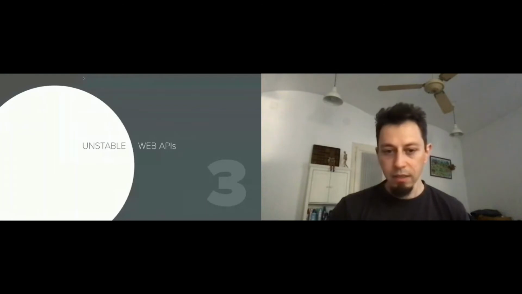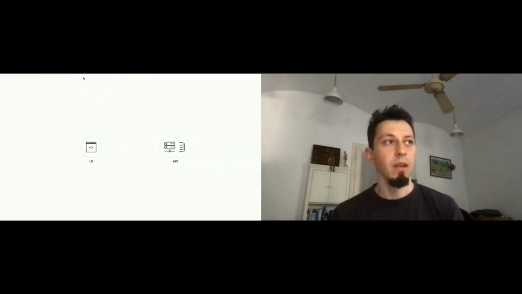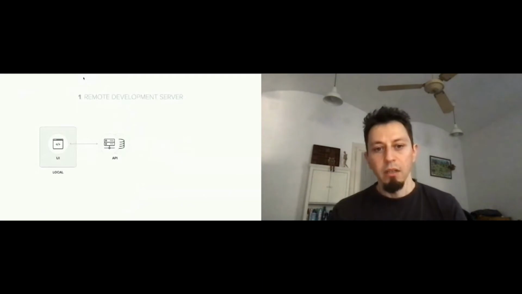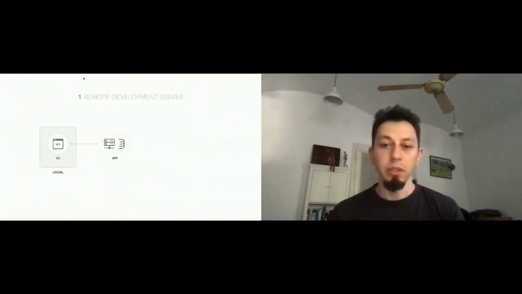A third use case is when we have to work with unstable web APIs. So let's consider how we would connect our user interface to an API. Let's say that we don't have a read-only interface, right? We have a CRUD interface, so we don't have the problems I mentioned previously. Well, from my experience, I have experimented with 3 different ways to connect a UI, like a front end of an application, with its corresponding API. The first method is having a remote development server.